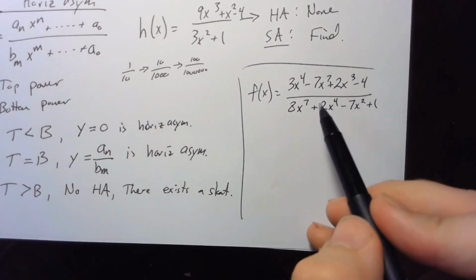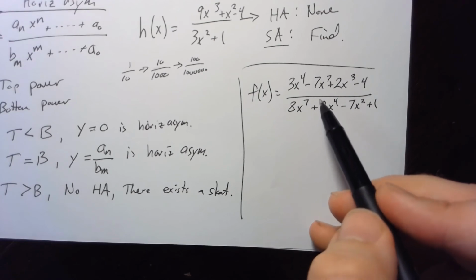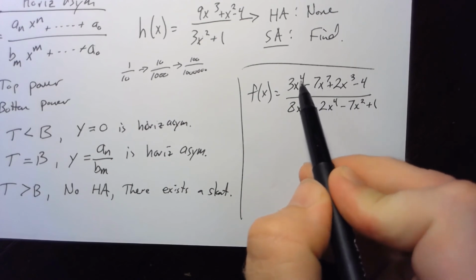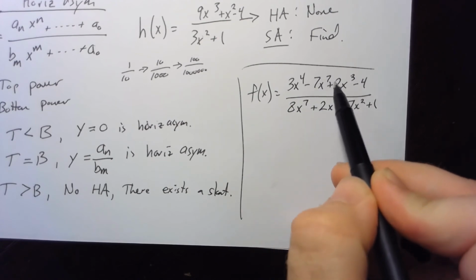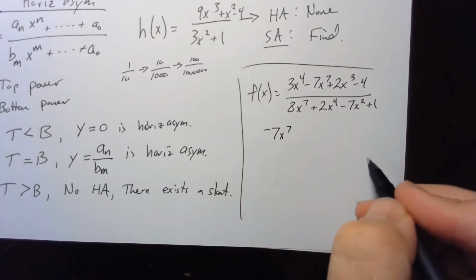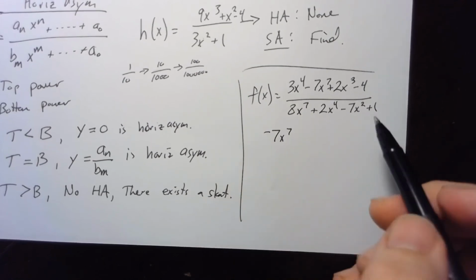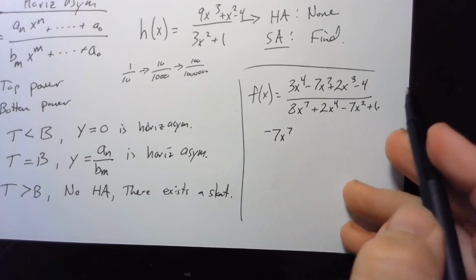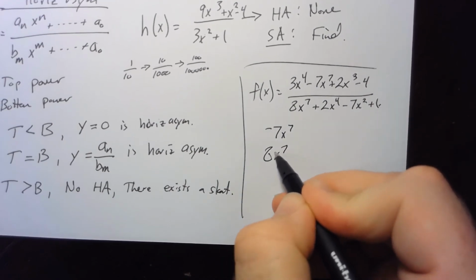But by looking at this, again, I'm looking for the largest power of x in the numerator. It's not the fourth, even though it looks like that's the first term. It happens to be this negative 7x to the 7th. And I'm going to go ahead and take that negative 7x to the 7th term out of there for a second so I can focus on it. On the bottom, you'll notice that the 7th power is actually the first power and is the largest. So I'm going to look at that 8x to the 7th as well.